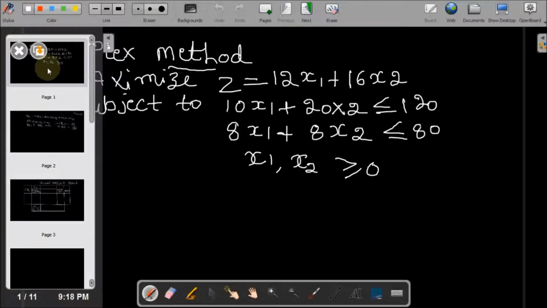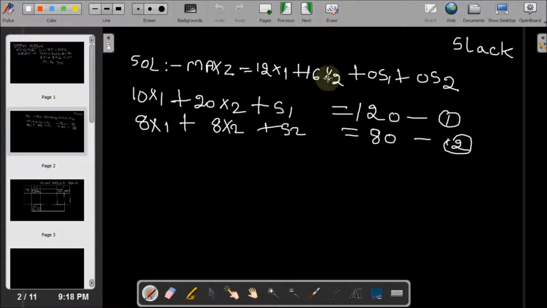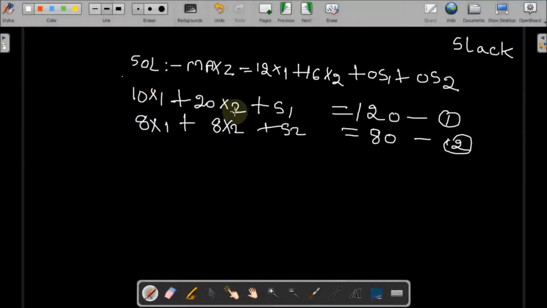So for these constraints I added the slack variables. 10x1 plus 20x2 plus s1 is equal to 120, equation 1. 8x1 plus 8x2 plus s2 is equal to 80, the second equation. And the objective function is also added with the slack variables: 12x1 plus 16x2 plus 0s1 plus 0s2. Right, guys?